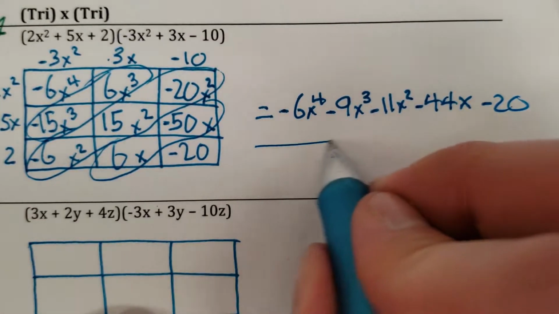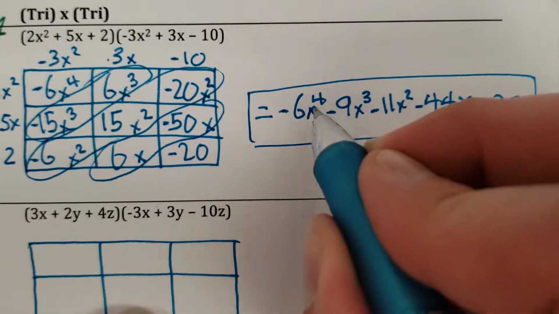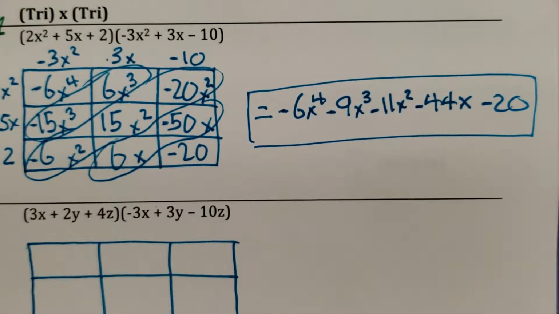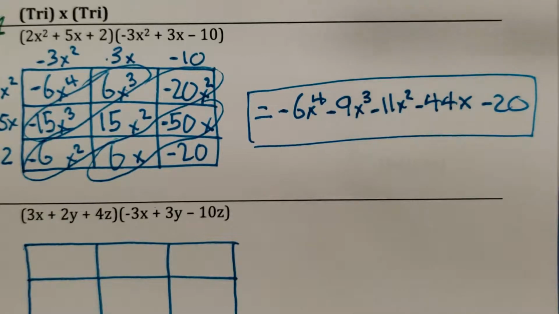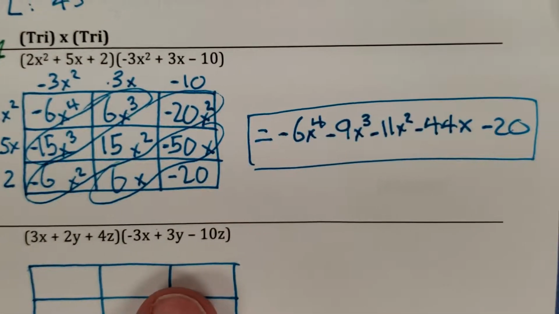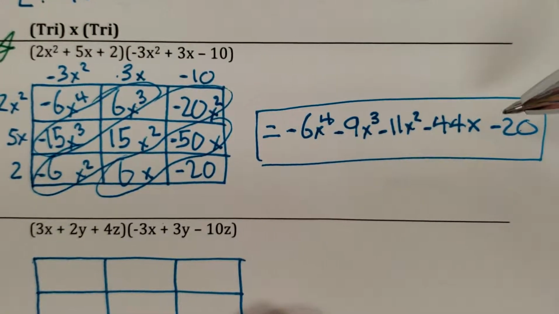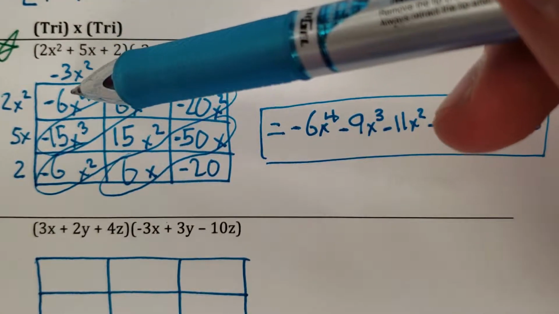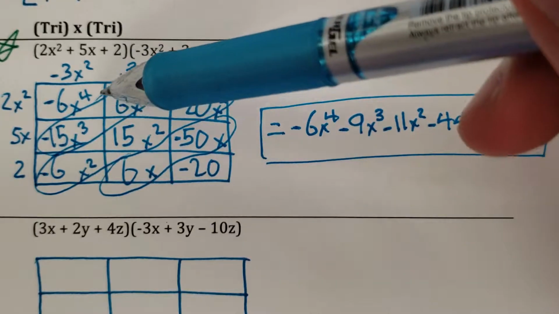Ew, gross. Look at that. 1, 2, 3, 4, 5. That's a 5-term polynomial with a degree of 4. Isn't that disgusting? It's really not that bad. It looks like a lot of work because, well, it kind of is, but each step is a super small step, okay?